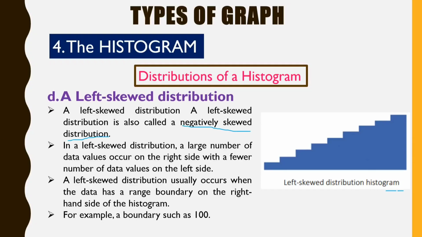In a left skew distribution, a large number of data values occur on the right side, with a fewer number of data values on the left side. A left skew distribution usually occurs when the data has a range boundary on the right-hand side of the histogram. For example, a boundary such as 100. So this is an example of a left skewed distribution.